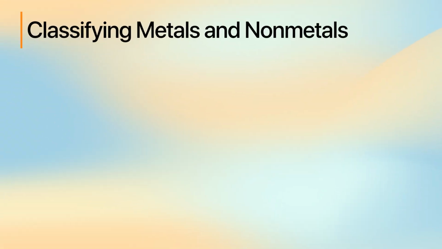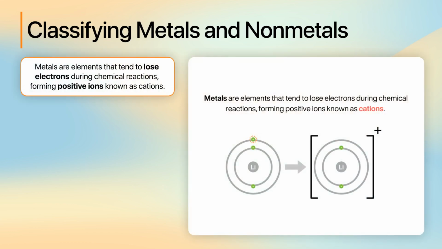To classify elements as metals or nonmetals, it's crucial to understand several key concepts about the properties and location of these elements in the periodic table. Firstly, metals are elements that tend to lose electrons during chemical reactions, forming positive ions known as cations.